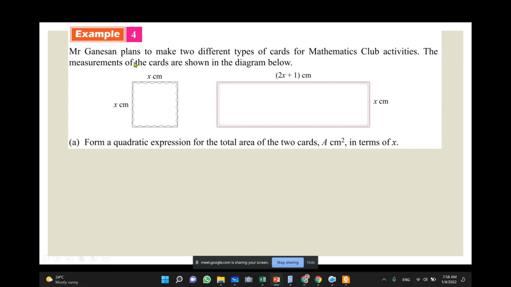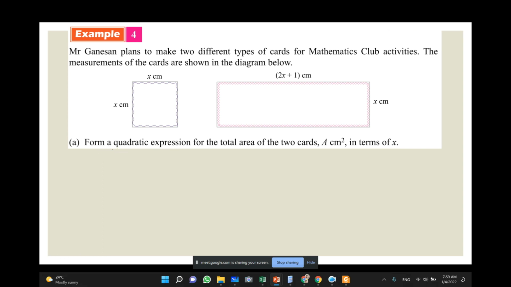Now if you look at this example given, Mr. Ganesan plans to make 2 different types of cards for mathematics club activity. So he wants to make 2 different types of cards. You can see the card is decorated nicely like this. This one is purple, this one is pink. And the measurement of the cards are shown in the diagram below. So this is the measurement because it's a square, x times x. And then this is a rectangle, 2x plus 1 times x. So in the question, they ask you to form a quadratic expression.